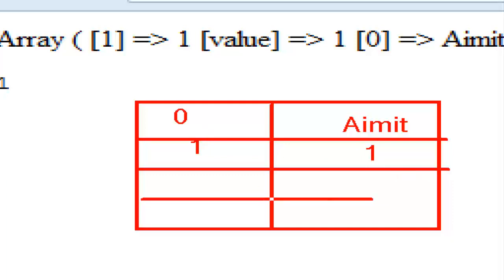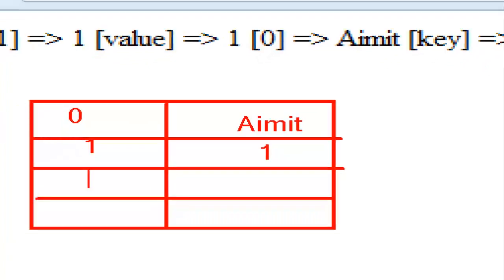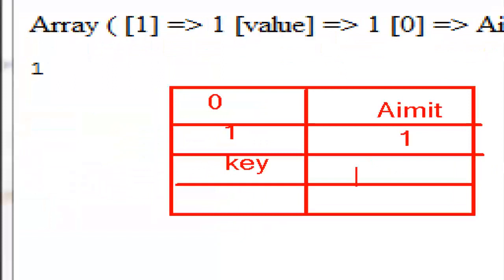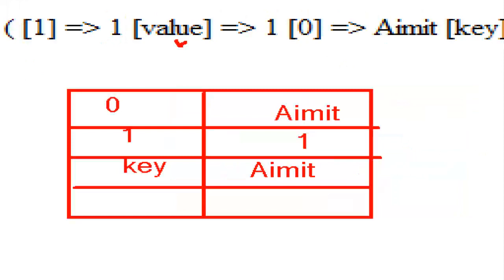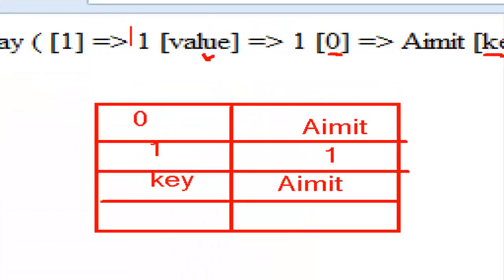Next is this index. You take the key and the value. So this is key, and the value for this is init. The next index I'm talking about, see, this was an index here. This is also an index, but the index has a name, that is key. This index has a name, value, and the value that is stored in this is 1.